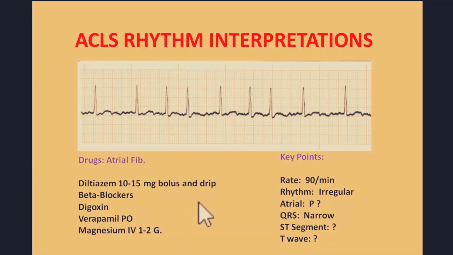You give 0.25 milligrams bolus followed by 0.25 milligrams every 6 hours for a total of 1 milligram to load the system with digoxin. We can use verapamil by mouth for chronic management of atrial fibrillation with rapid ventricular response. And of course, in an acute situation, we would definitely check electrolytes such as potassium and magnesium and correct those electrolytes to minimize the effect of arrhythmias on the target organs.